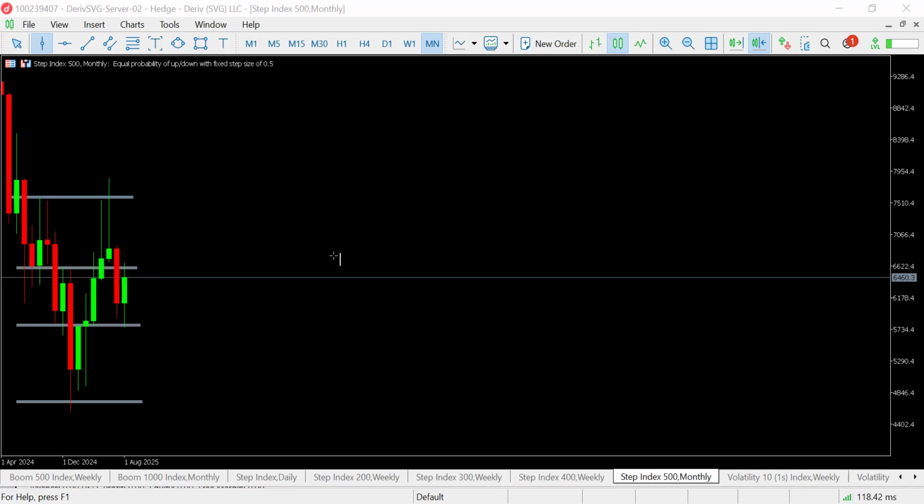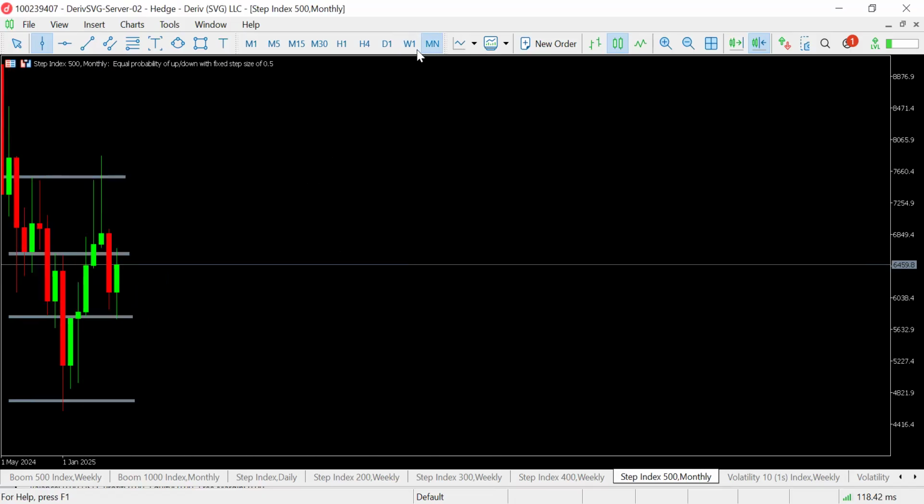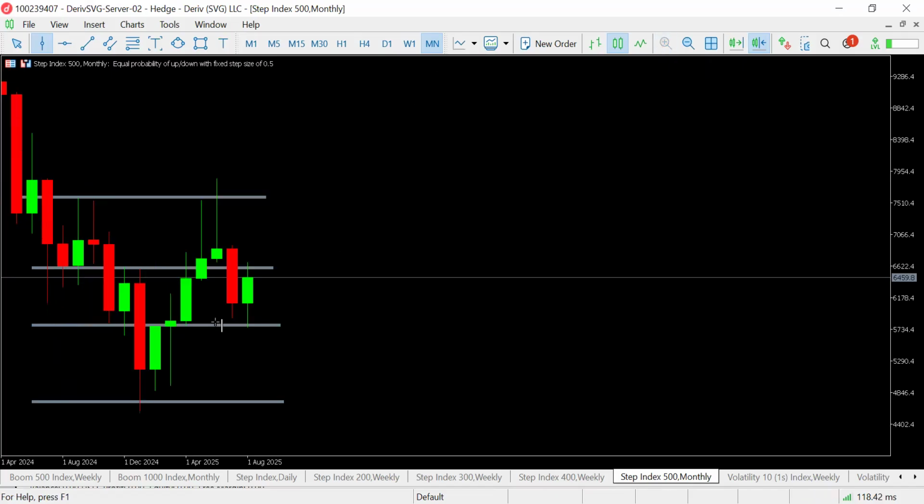For those that have been following me, you all know by now that I like starting my analysis from the higher time frame and working it down to the minute time frame where we can get possible trade opportunities. So currently I'm on the monthly time frame, and one thing we can all observe here is that this particular index, because it was added by Deriv on the 1st of April 2024, we do not have a lot of data to go by.